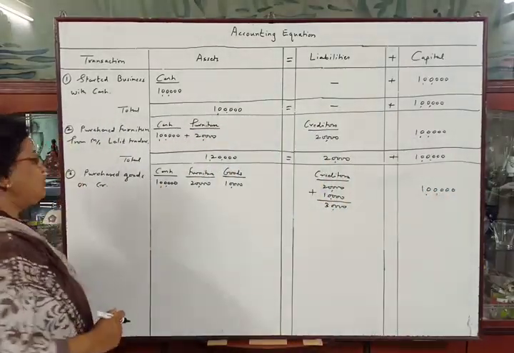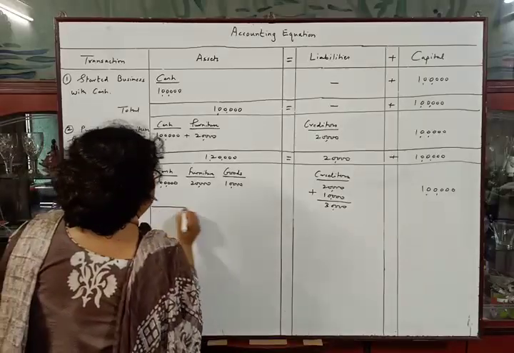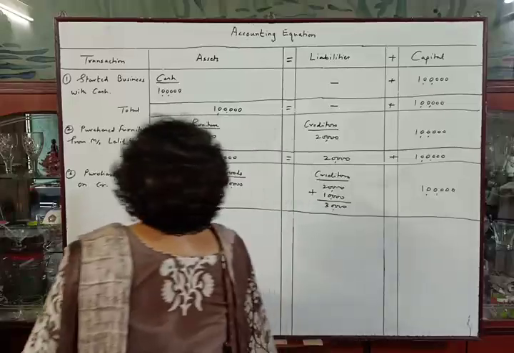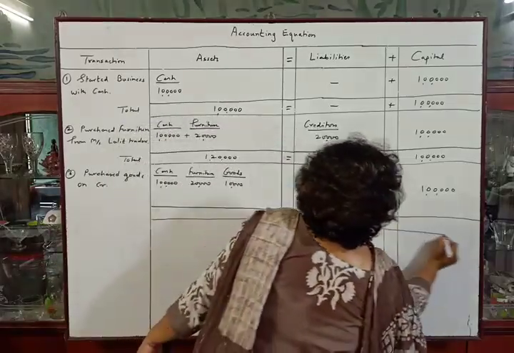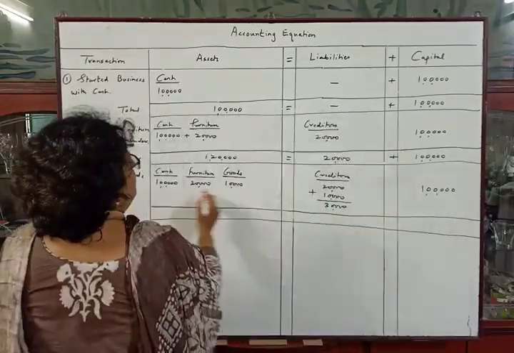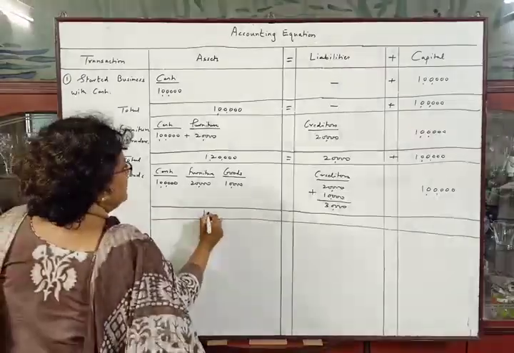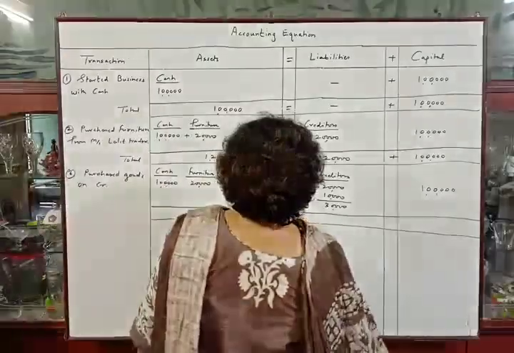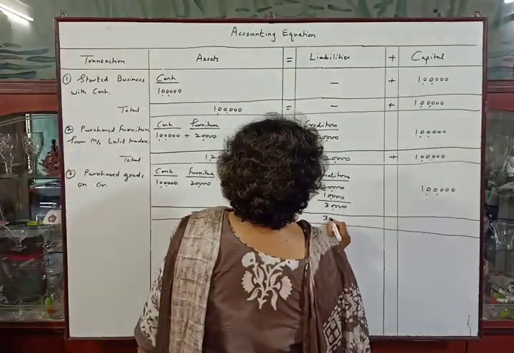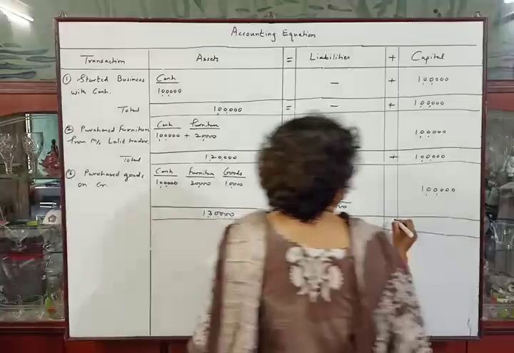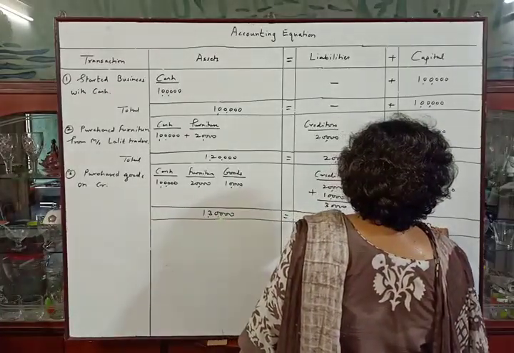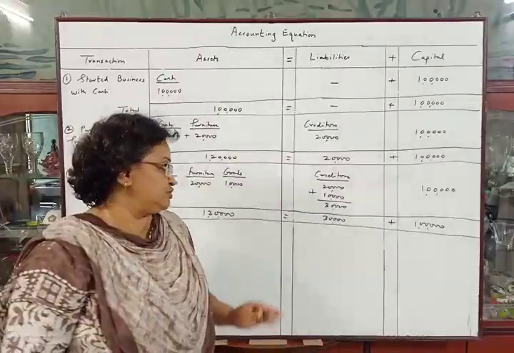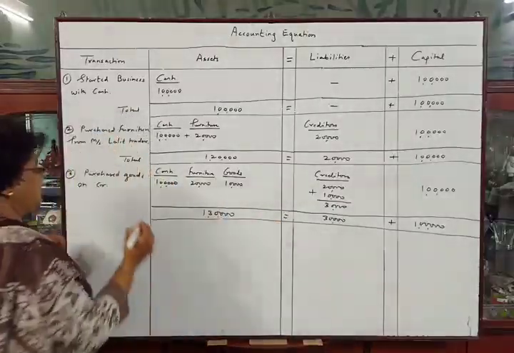Okay. Now let's make the total. Total of this side is 1,30,000 and total of this side is equal to credit, total creditors rupees 30,000 plus capital is rupees 1 lakh. So 1 lakh plus 30,000, that is 1,30,000 is equal to 1,30,000. Okay.